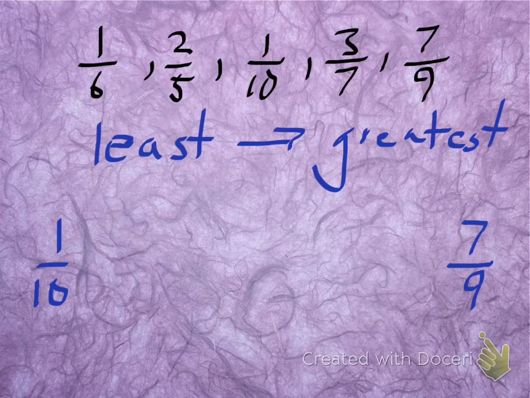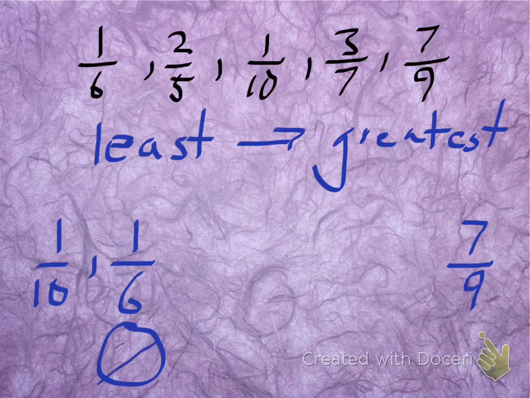And then we've got 1/6. Now, I think 1/6 is like 1/10. We only have one piece out of 6. You can picture that if you drew a picture of it, right? If you took a pie and divided it up into 6 pieces, 1/6 is not very much. So all we really have to do is compare 2/5 and 3/7.